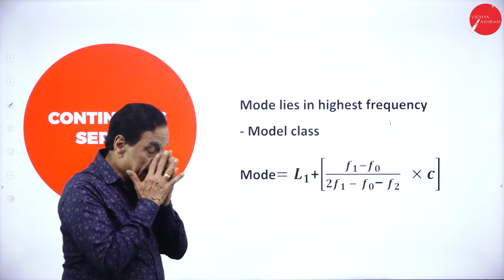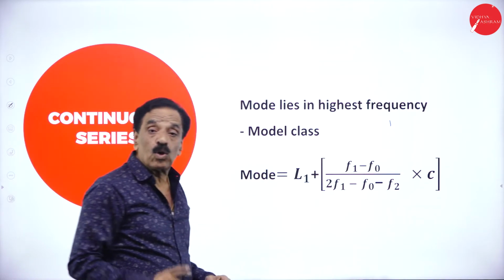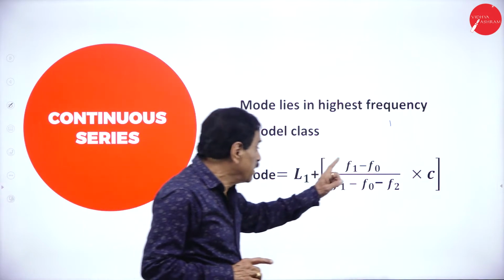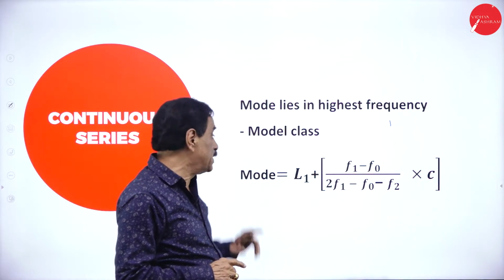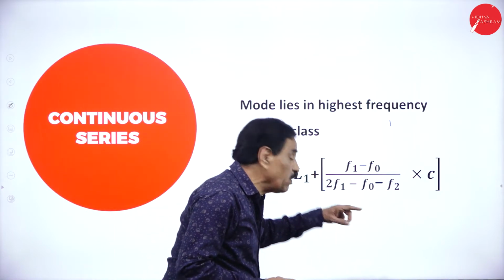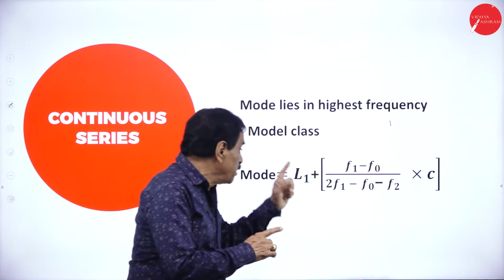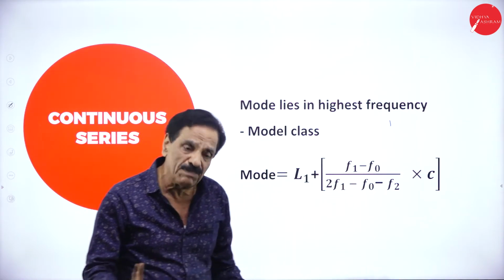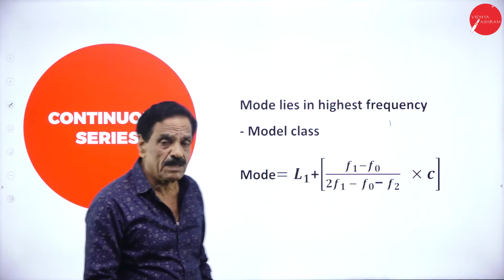I will repeat once again. L1 is lower limit, F1 is highest frequency, F0 is behind frequency, F2 is next frequency, C is equal to class interval. Now, we start the problem.